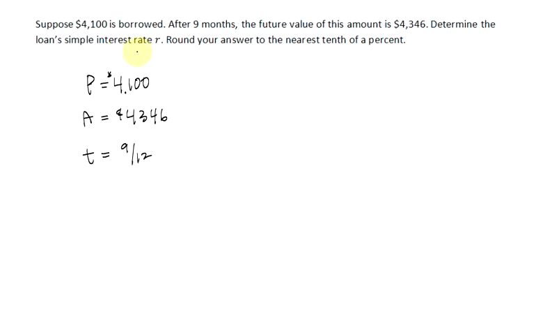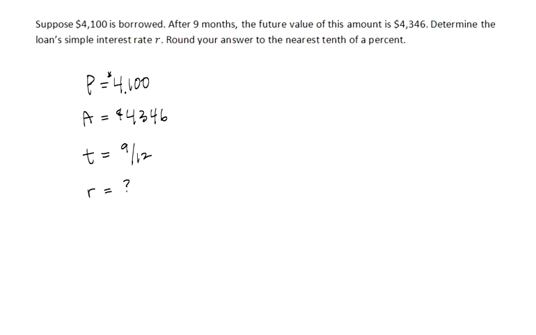And finally, the simple interest rate r is what we don't know. So that's what we're going to try to find. Now, in the second example, we are not given the formula that we need to use to find the answer to this problem. So let's talk about how we can figure out the formula that we need to use.